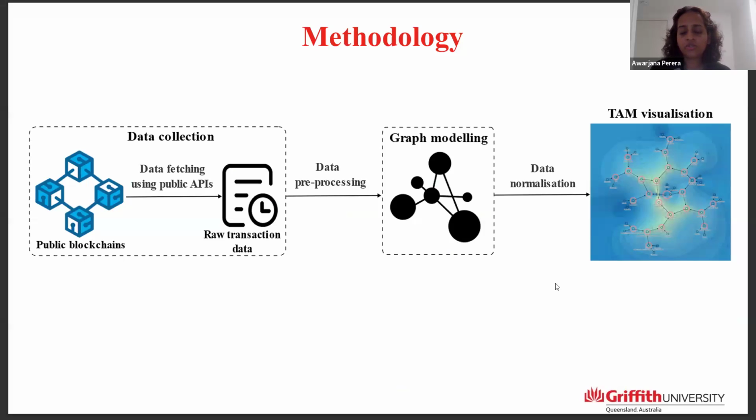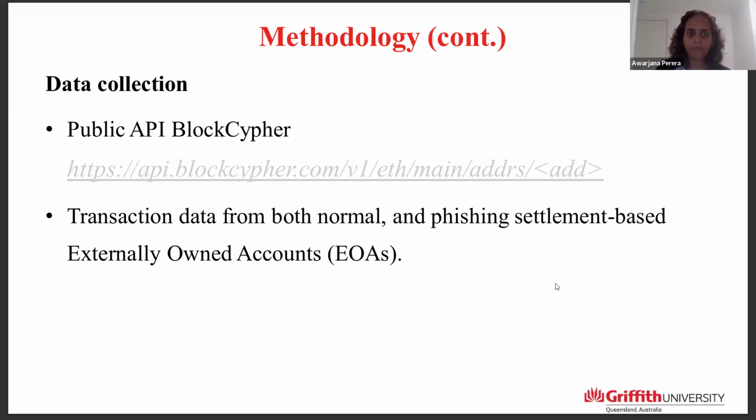Moving on to the methodology. The methodology used for the research consisted of three main parts. First, the data was collected, and this collected data was pre-processed and moved on to the graph modeling stage. Then, before importing the data to TAM, the data had to be normalized to bring it to an acceptable range supported by TAM.